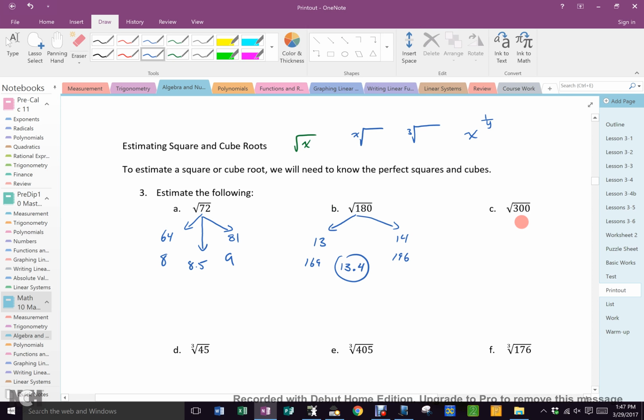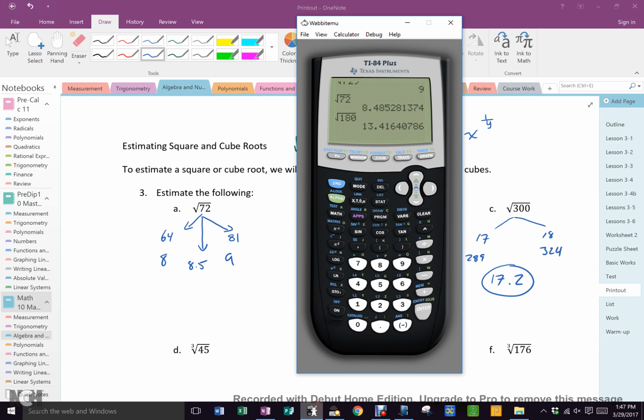Easy peasy lemon squeezy. What's 300 between? 17 and 18, which is 289 and 324. Is it right in the middle, or is it closer to 289, or is it closer to 324? It's closer to 289, right? So 17, a half, a third, what? 17.2. Let's check if Emma's right. Hopefully she hasn't cheated and gone ahead and actually done this first.